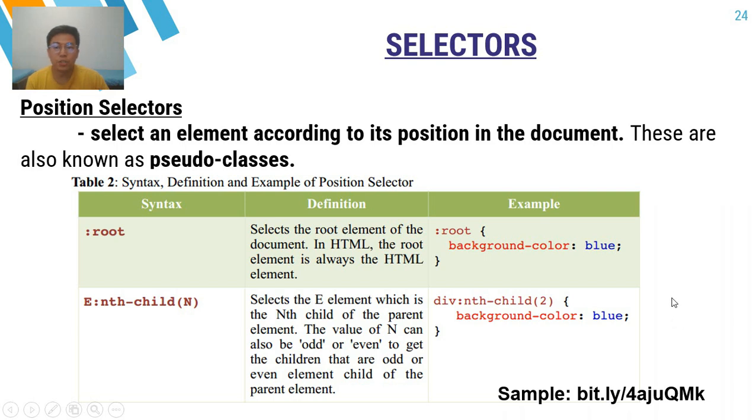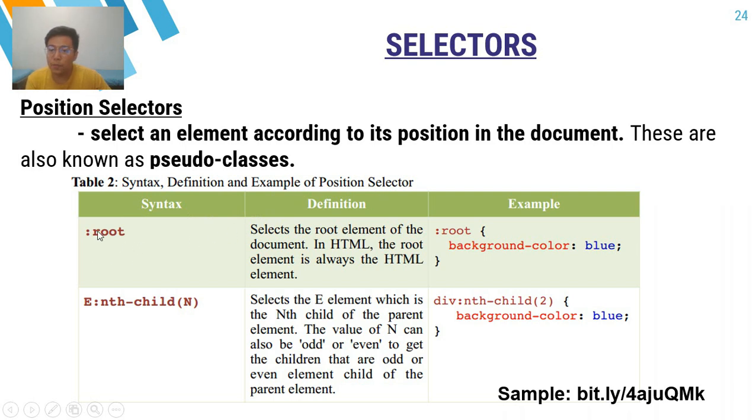Next, we have position selectors. They select an element according to its position in the document. These are also known as pseudo classes. For the example of position selectors, I want you to access bit.ly-4ajuqmk. So let's define the syntax, definition, and example of each position selector.